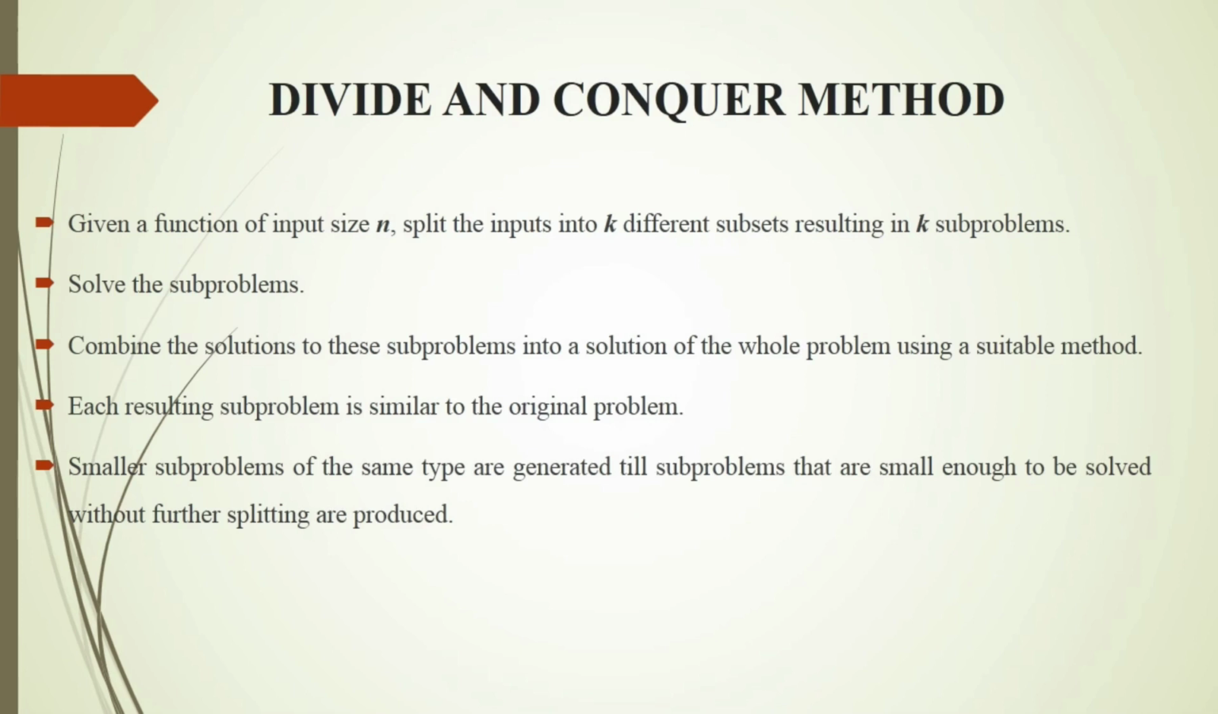Divide and conquer method is a method in which we are given a main problem to be solved. This problem has a given input size of, say, n. So you need to subdivide this problem into k subproblems, and then each of these subproblems will be solved individually. When you divide, the type of the subproblem will be the same as that of the original problem.